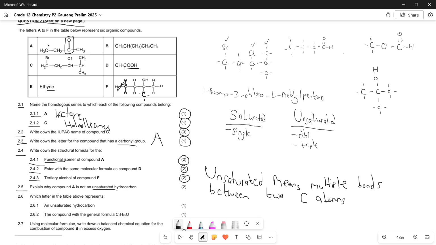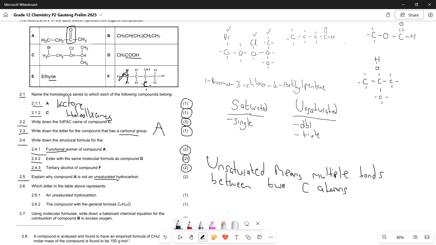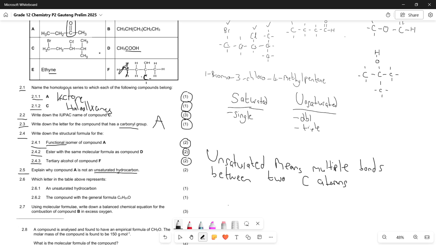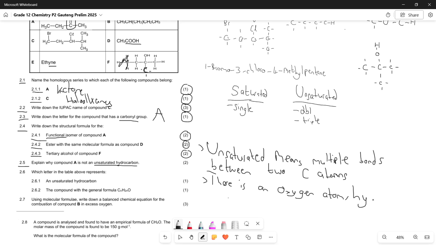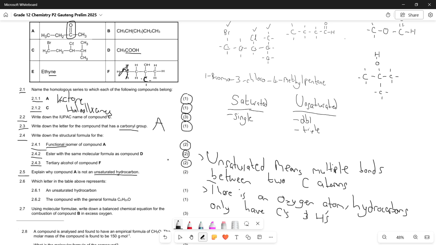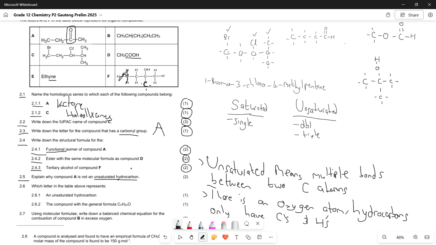And we can see that there are no double bonds or triple bonds between the C's specifically. That mentioned the unsaturated portion, but the hydrocarbon portion, hydrocarbons only have C's and H's. This has an O attached to the C, and therefore it cannot be a hydrocarbon either. So we can also write there is an oxygen atom, and hydrocarbons only have C's and H's. So this explanation would earn us 2 marks dealing with the unsaturated portion and the hydrocarbon portion, because there are no double or triple bonds between the C's, and there should only be carbon and hydrogen atoms, and we have an oxygen atom attached to the C. Cool. And that just earned us 2 marks over there.